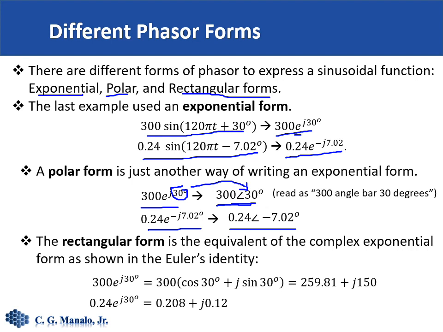The rectangular form is the equivalent of the exponential form as shown in Euler's identity. So for example, we know that this one by Euler's identity is really this one. And if we simplify this, we will get this form. So this form is the rectangular equivalent of this exponential form. So our current in rectangular form is like this one.